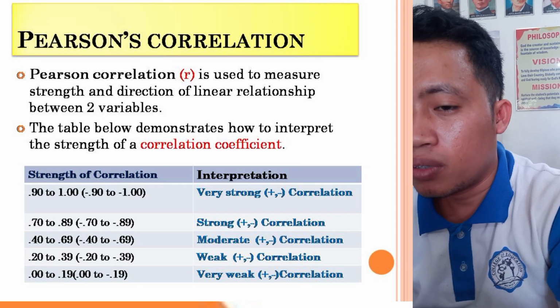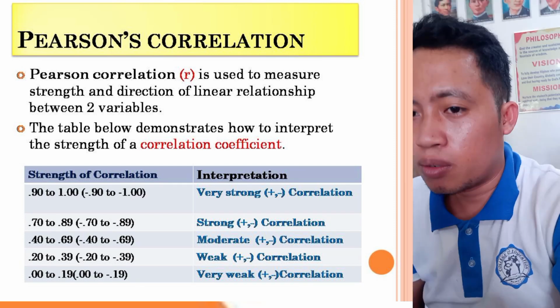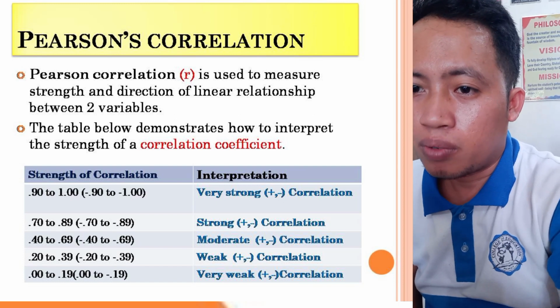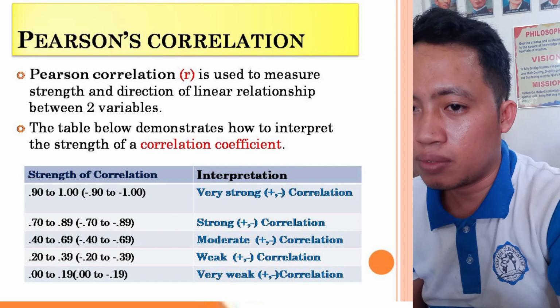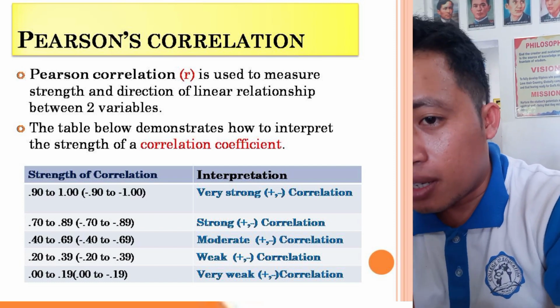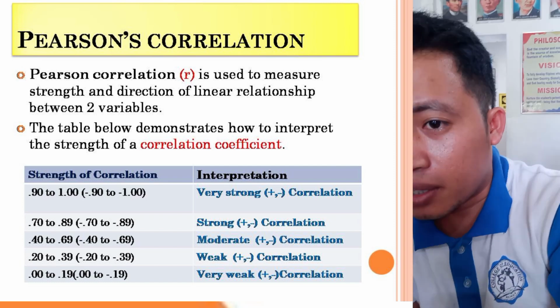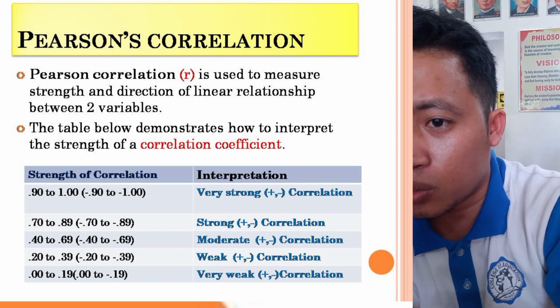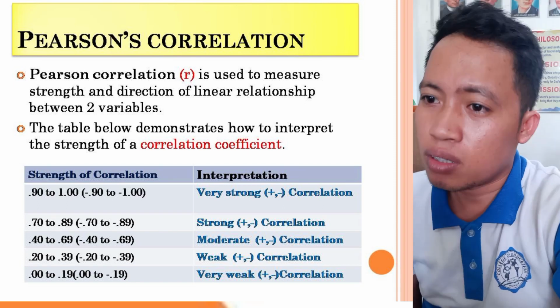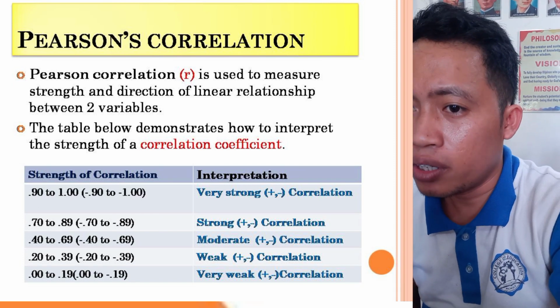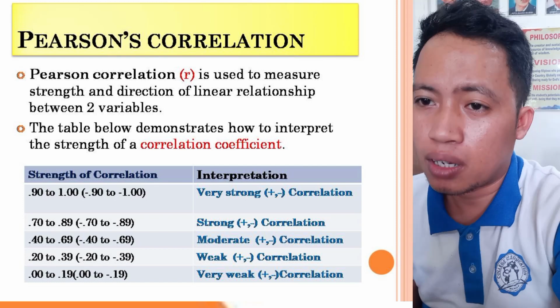Then, what about the value of r? What if the value of r falls on 0.70 to 0.89? That is strong positive correlation kapag positive, negative naman kapag negative result. Then next, if the value of r falls on 0.90 to 1, that is known as very strong positive correlation, or negative correlation kapag negative naman ang result.